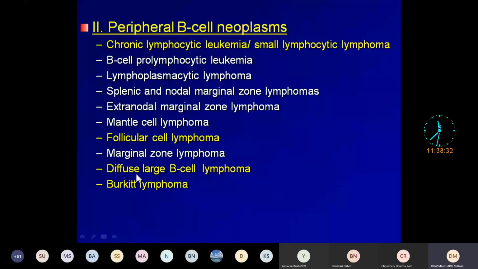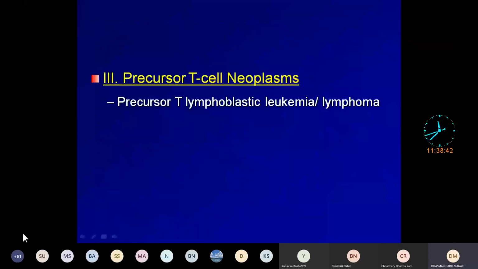So now we'll go to the precursor T cell, okay? Now we'll come to the precursor T cell neoplasm. So here the cells will not be the B lymphocytes, but it will be the T lymphocytes, isn't it? So as the name tells, the precursor T cell neoplasm is the precursor T lymphoblastic leukemia/lymphoma. So it's easy to remember also, precursor T lymphoblastic leukemia/lymphoma.